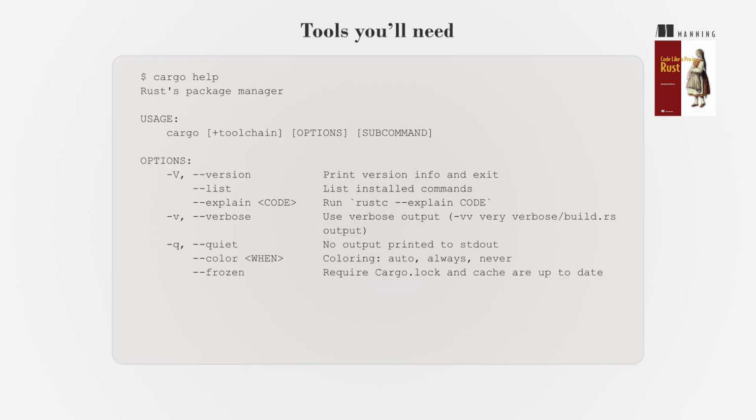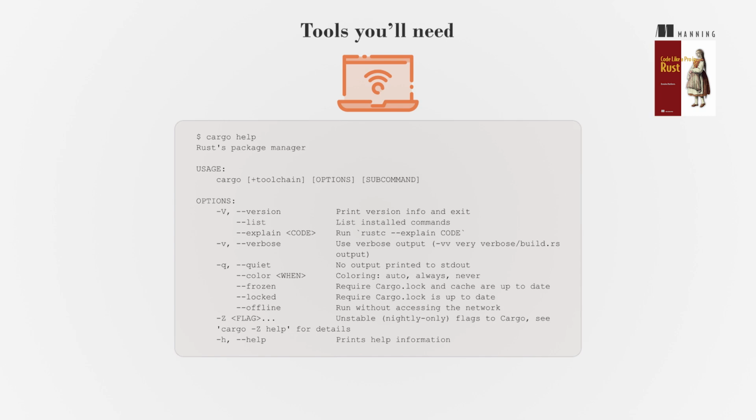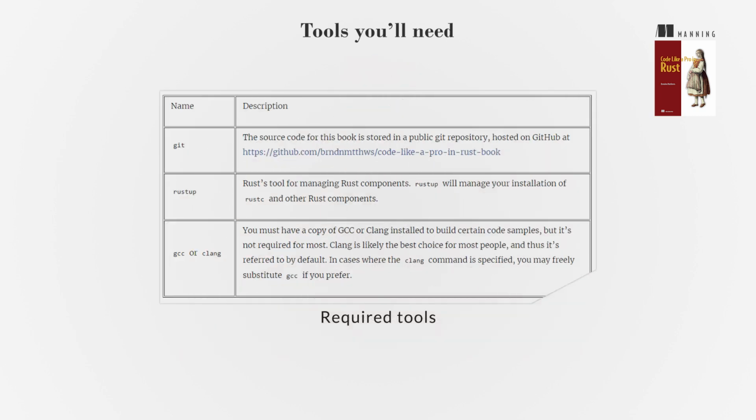To access the code samples in this book, you'll need an internet-connected computer with a supported operating system. Ensure you have the following tools installed. For installation instructions, see Appendix A. Now you are ready to code like a pro in Rust.